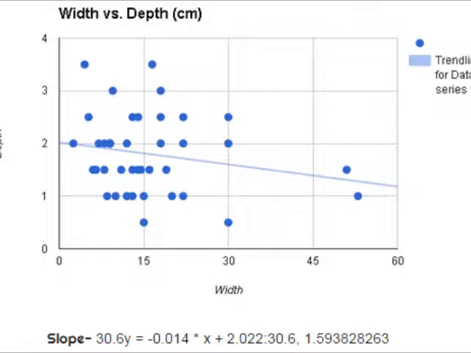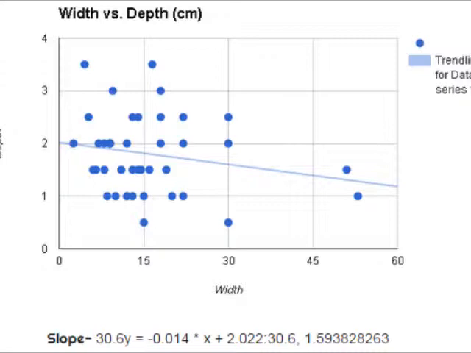The overall test shows that as the depth decreases, the width increases. The range of the width is from 1 centimeter to 50 centimeters. 50 centimeters is the largest point of the width and is also the point where the depth is at 1 centimeter. Overall, as the width was increasing, the depth was decreasing.